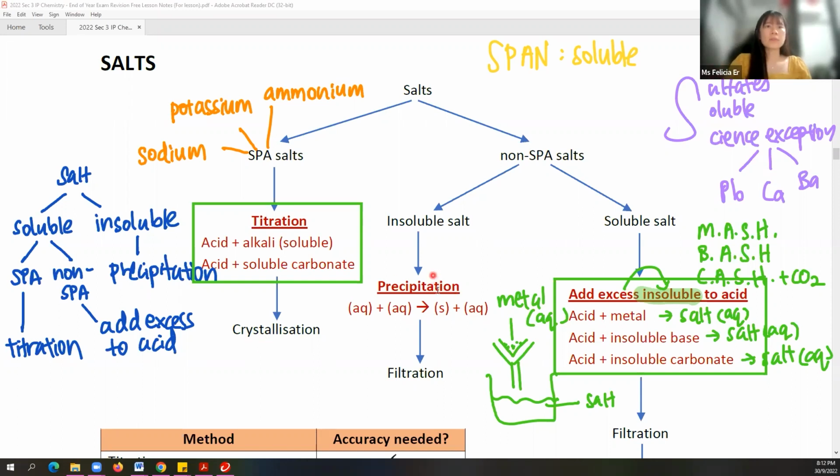Okay, then next, for precipitation, how do I obtain the salt? So the salt is the insoluble salt, right?